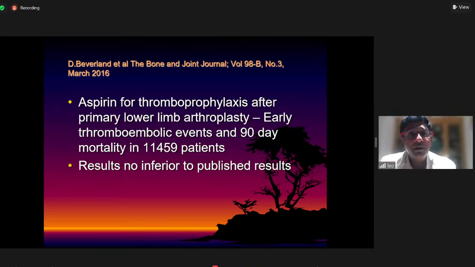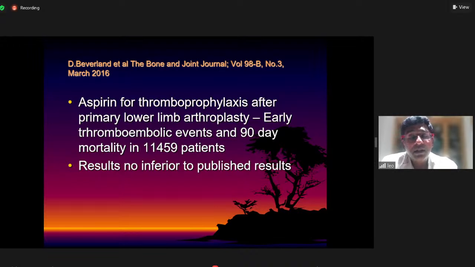So how good is aspirin alone? We know that it is absolutely cheap. It's easy for the patient to take. It's an oral tablet. And unless the patient is having any allergy to aspirin, it is an extremely safe agent. So how good is aspirin alone as a modality of prophylaxis? Is it cheap, and is it good enough?